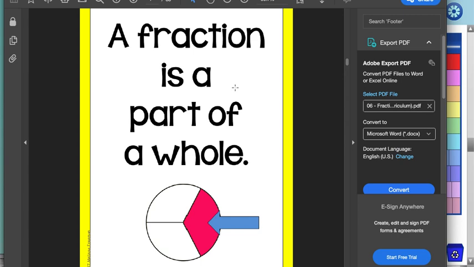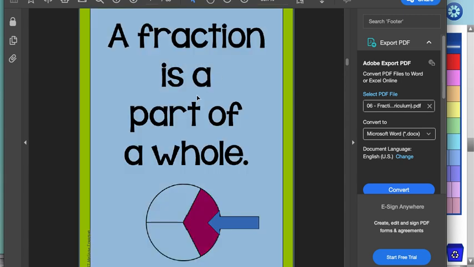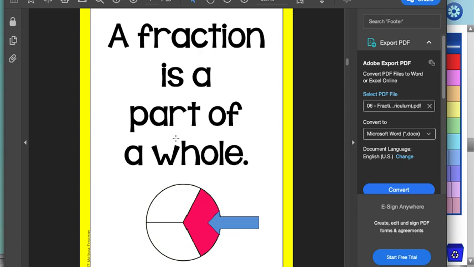The new math concept of fractions. Okay, you might have heard this word before or you might not have. So I want to start at the very beginning, okay? Here is the definition of a fraction. A fraction is a part of a whole, okay?